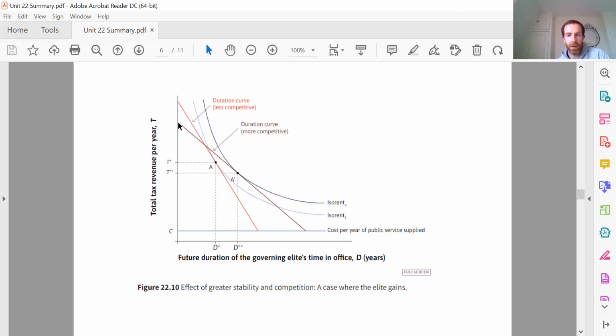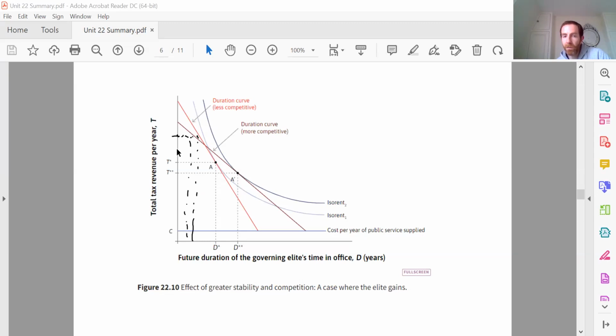We see there are certain tax revenues where, let's take, for example, this tax revenue here, actually let's take this level here. So we take that level of tax revenue, we can see in this more competitive environment that would lead to this duration. But in the old, less competitive environment, we'd actually get a longer duration.